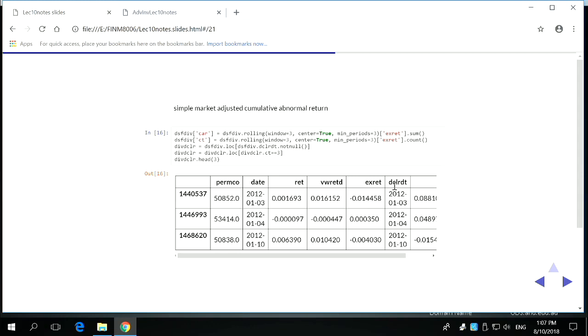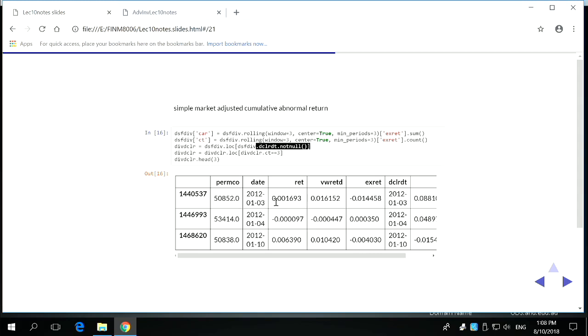So I can just calculate the simple market-adjusted cumulative returns, right? This CAR is just the rolling 3-day excess return sum with date 0 at the center. So this is centered, okay? And I also want to make sure this actually is a 3-day window. So I calculate this count, and I want this count to be equal to 3. And I want this dividend declaration date to be not missing.